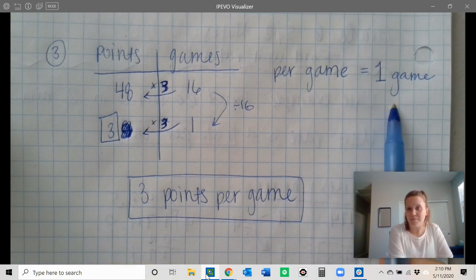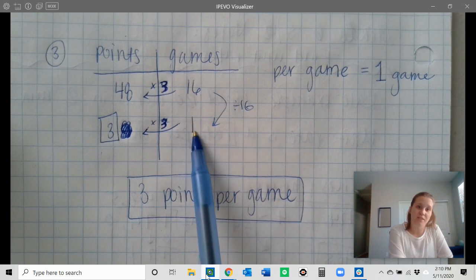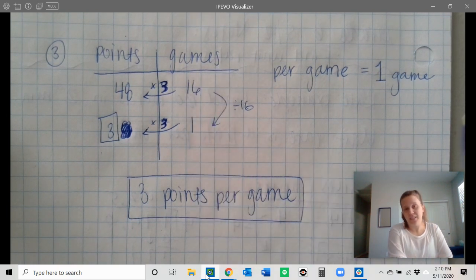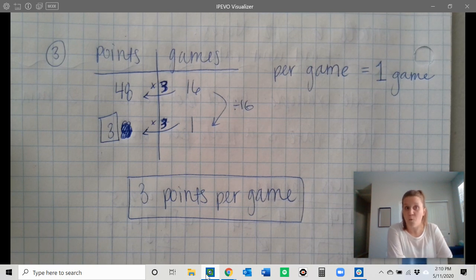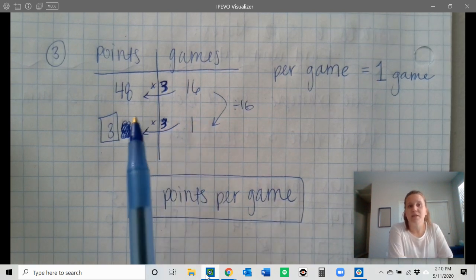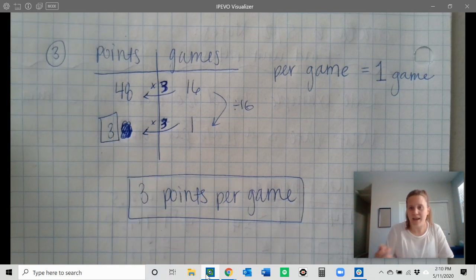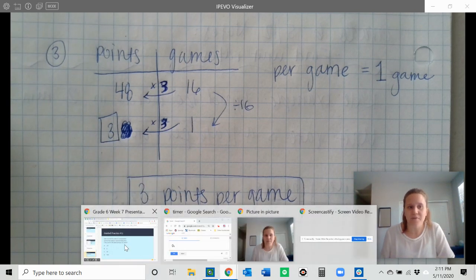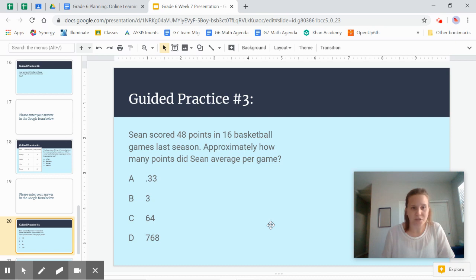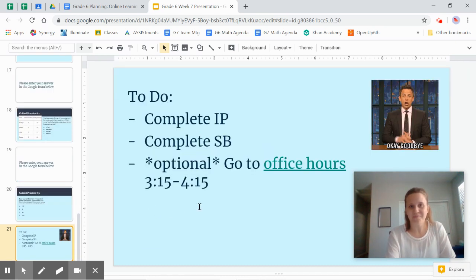Just note that per game means one game, so my 1 goes in the games column. If it said how many games does he have to play to get 1 point, then 1 would go in the points column. So just look out for those two different unit rates. You've got to read the question carefully to get it. So my answer was 3, so answer choice B was correct.